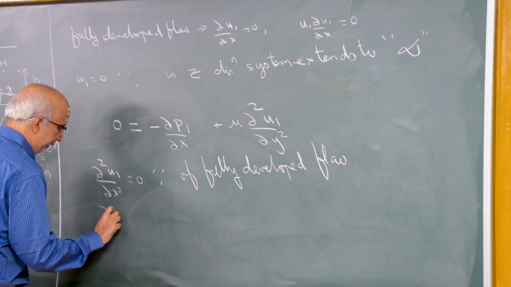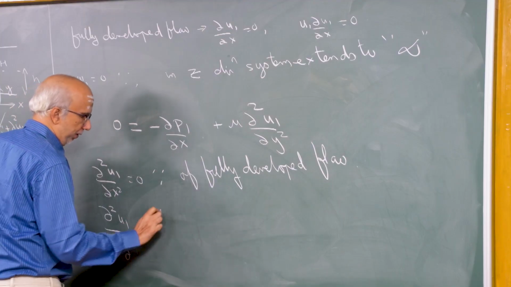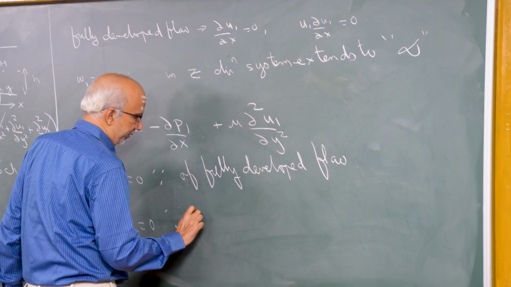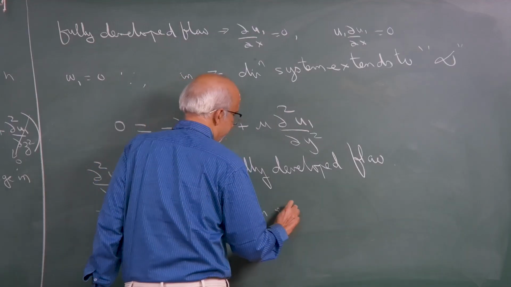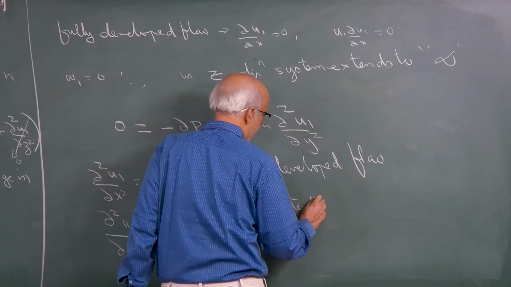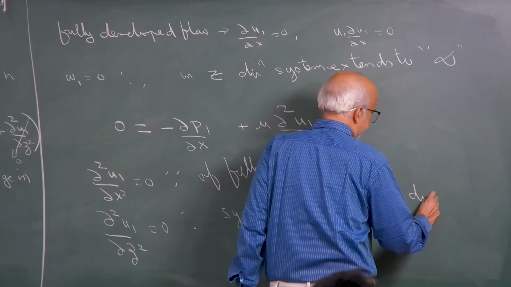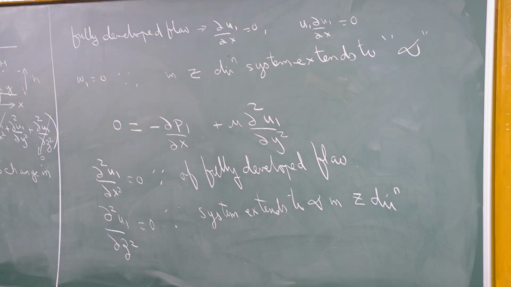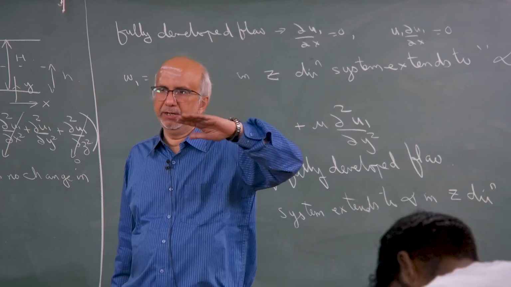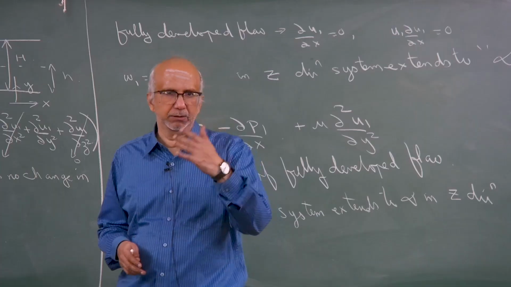and d square u1 by dz squared is 0 because the system extends to infinity in the z direction. So, in the z direction there is no change because it is infinitely long. I am looking somewhere in the center, that is the thing.